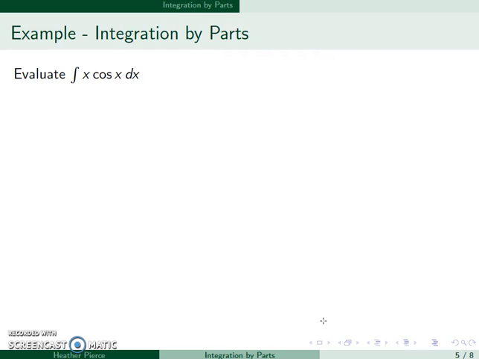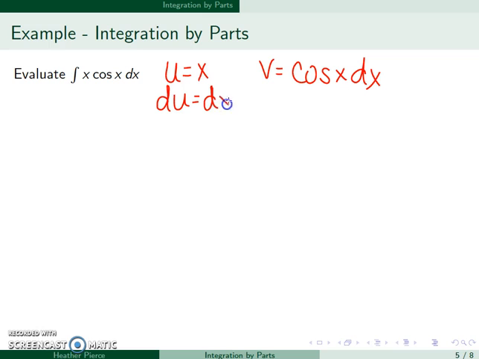Let's now look at x cosine x. So once again, I'm going to let u be equal to a power, and dv will be equal to then cosine x dx. This means that du is equal to dx, and v would be the integral of cosine, which is sine.